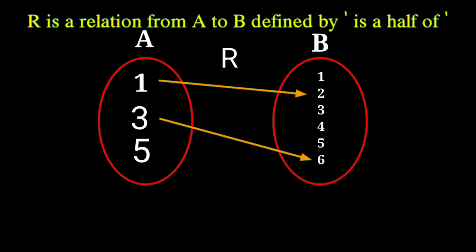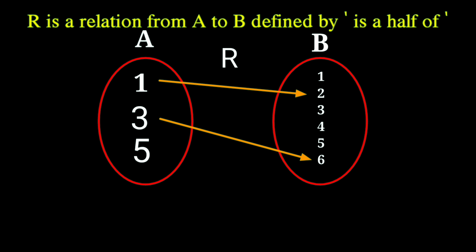Here in this relation R, the element 1 of A is half of 2. So 1 is assigned to 2, and the element 3 of A is half of 6. So 3 is related to 6, and 5 is half of 10, but 10 is not there in the set B. So the element 5 of A is left without pairing.